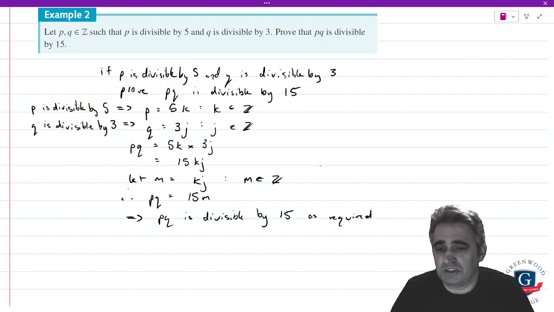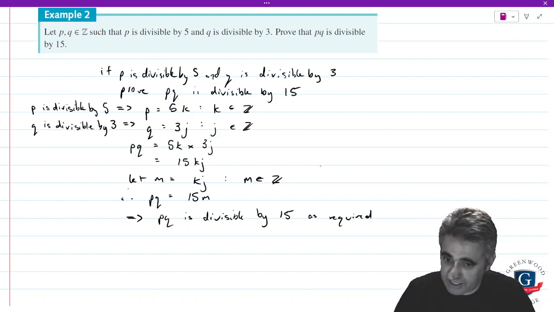If q is divisible by 3, q must equal 3 times some integer, because that's the set of numbers that are divisible by 3. As we proved up the top, 3, 6, 9, 12, 15, 18. This is the whole set of numbers divisible by 3. Now, if we want to look at pq, we can multiply what p is and what q is, 5k times 3j, and we get 15kj. And similar to before, if we let m equal kj, we get pq equals 15m. Now, if we have this here, 15 times any integer is going to be divisible by 15. So we can therefore say it implies that pq is divisible by 15 as required.